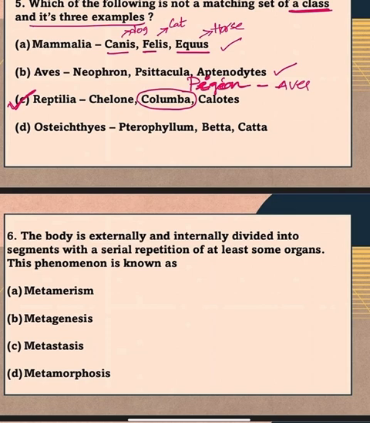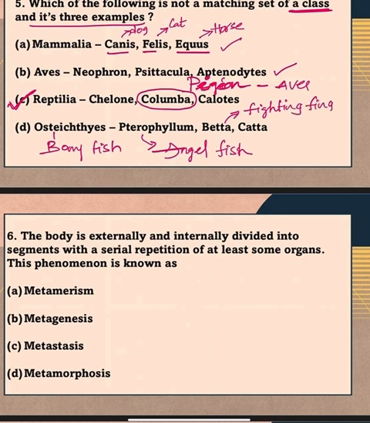Next is Osteichthyes, that means bony fish. Pterophyllum is nothing but angelfish, Betta is your fighting fish, and Catla. Here you can see the spelling, it has to be Catla. Got it children? So this is what you have to remember. The answer is Reptilia.